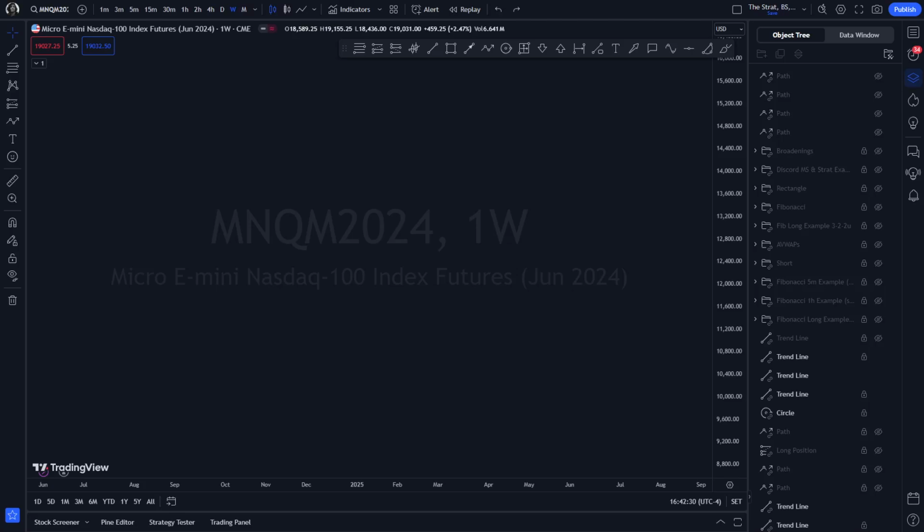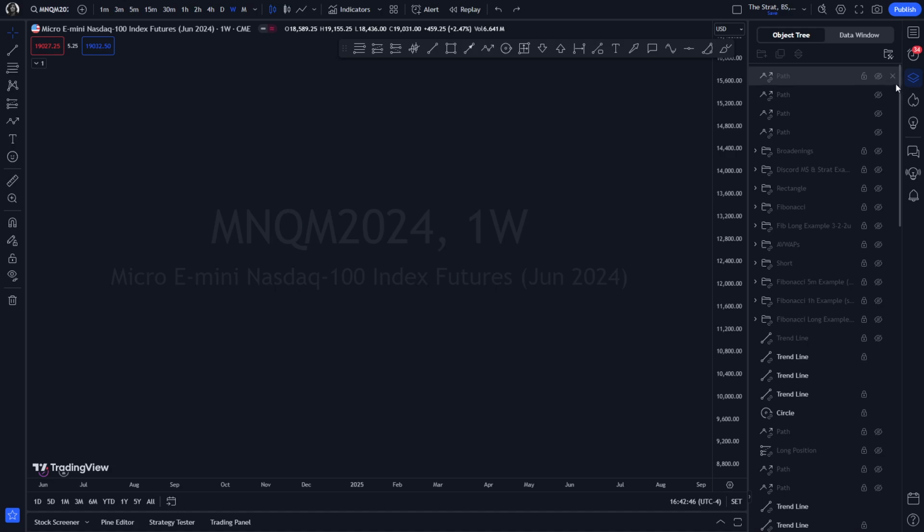So I trade a lot with supply and demand, market structure, and volume price analysis. That's my main pillars. So understanding what a trend is is very important to know.